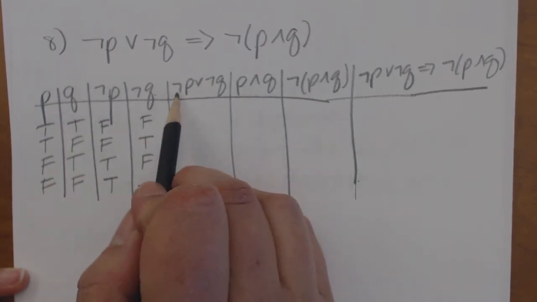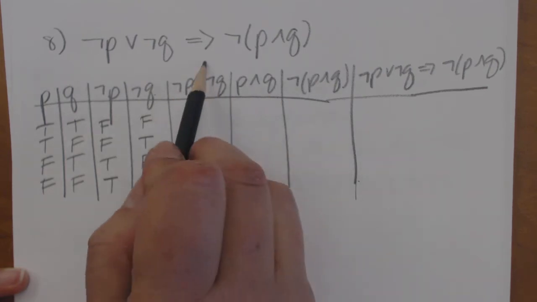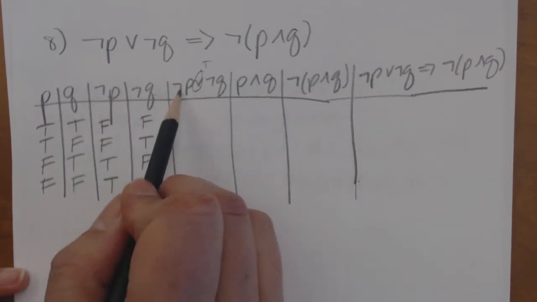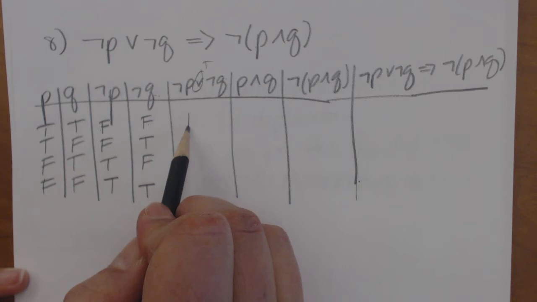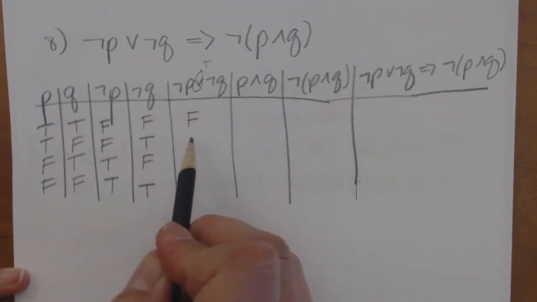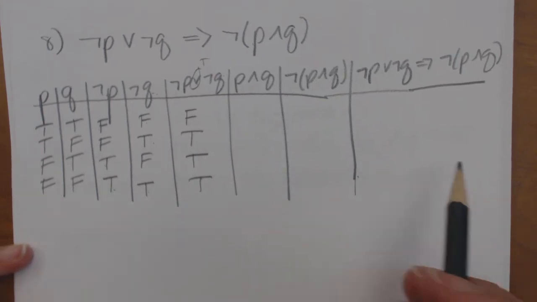Now we have to do not P or inclusive, not Q first, so I'm looking for at least one true. So we're going from not P to not Q, so from this column to this column. False, false, no, we need a true. False, true is fine, true, false is fine, and true, true is absolutely fine.